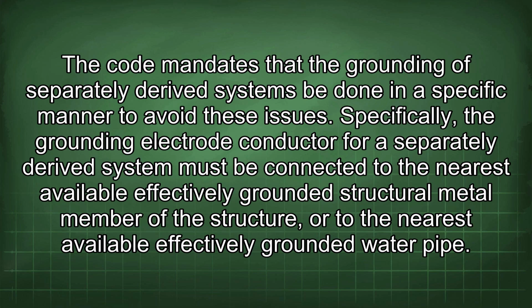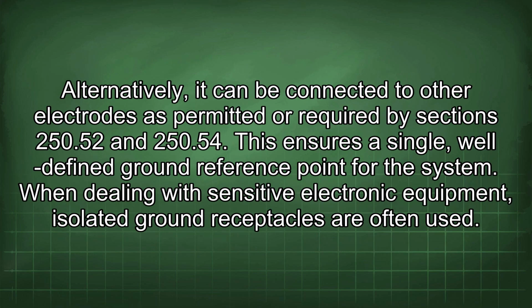Specifically, the grounding electrode conductor for a separately derived system must be connected to the nearest available effectively grounded structural metal member of the structure, or to the nearest available effectively grounded water pipe. Alternatively, it can be connected to other electrodes as permitted or required by sections 250.52 and 250.54. This ensures a single, well-defined ground reference point for the system.